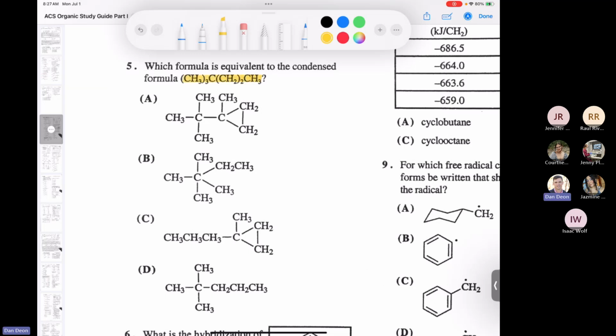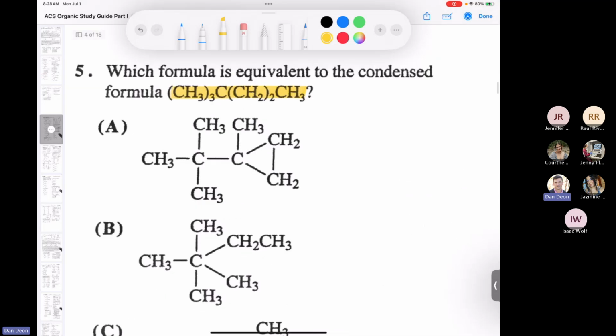This is the kind of question that the vast majority of my students are going to get correct. If you just look at this condensed formula, if I was to ask you to draw a bond line structure of that, where I would start would be with this carbon. If I highlight this carbon in blue, it's got 3 methyl groups. If I circle these in red, it's got 1, 2, 3 methyl groups.